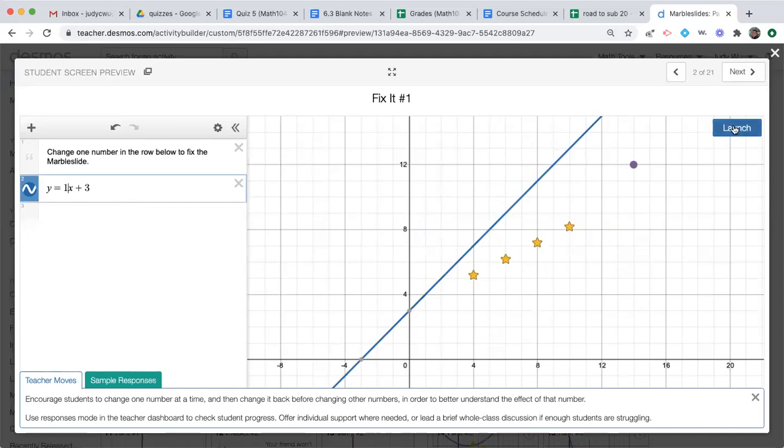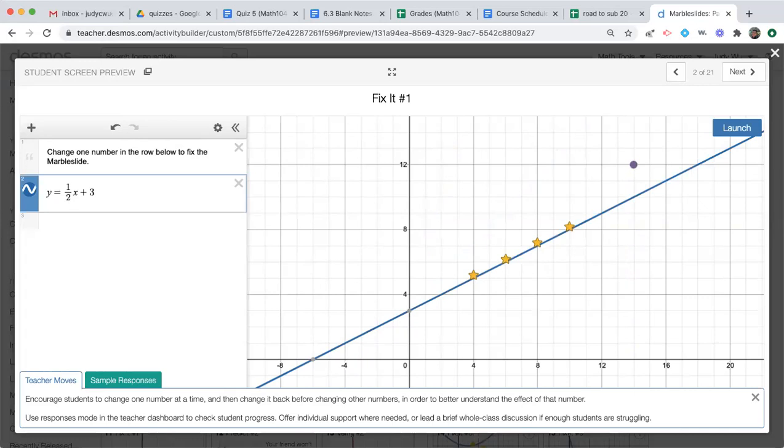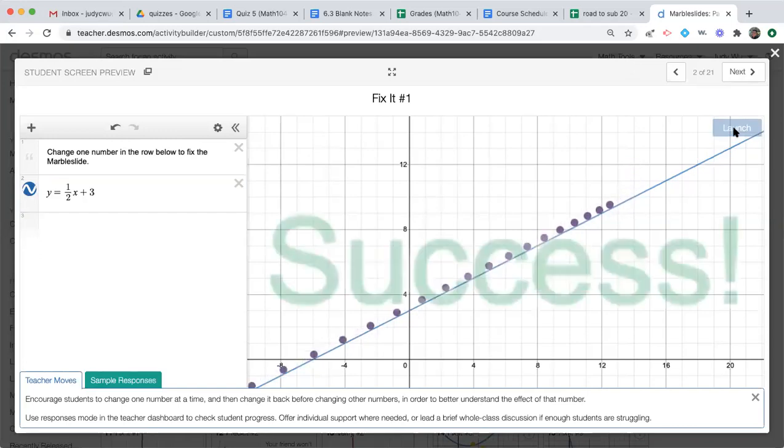So I typed in 1, let's relaunch the marble. Still not collecting all the stars, okay? So Thea's other idea was 1/2, so maybe let's try 1/2, all right? So now we can see that line is actually a slope of 1/2, a less steep slope. If we launch the marbles now, should collect all the stars for us, right?